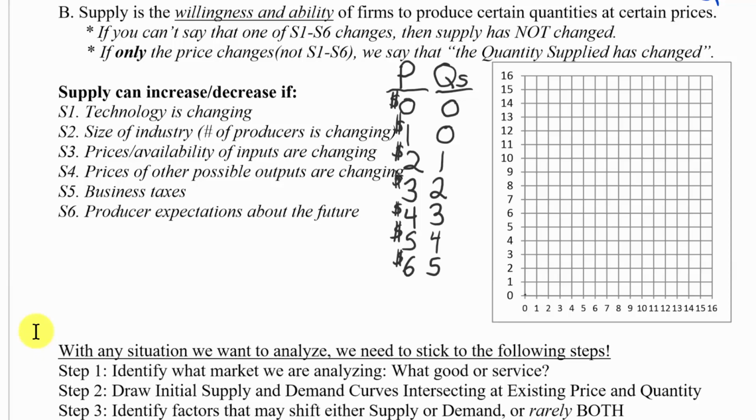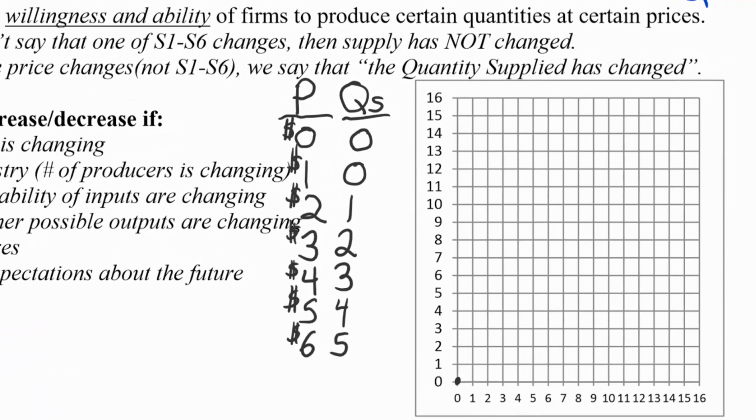So 0, 0. And again, we're putting price on the y-axis and quantity on the x-axis. So at a price of $1, I'd still be willing to sell 0. At a price of $2, I'd be willing to sell 1. At a price of $3, I'd be willing to sell 2, etc. Each time I can sell for another $1, I'm willing to sell one more slice of pizza. So we're going up 1 over 1, up 1 over 1.